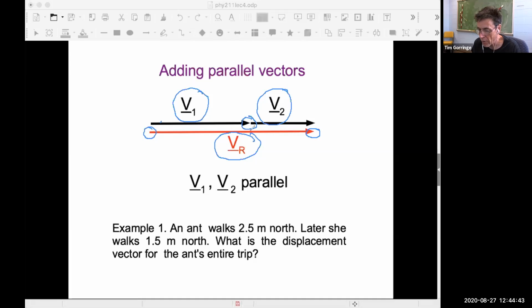And so that red arrow is a vector, that's the resulting vector. And so that's how you picture the addition of vectors.